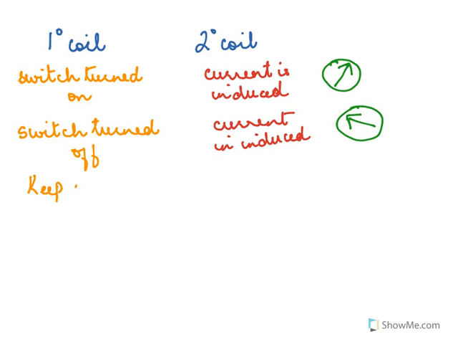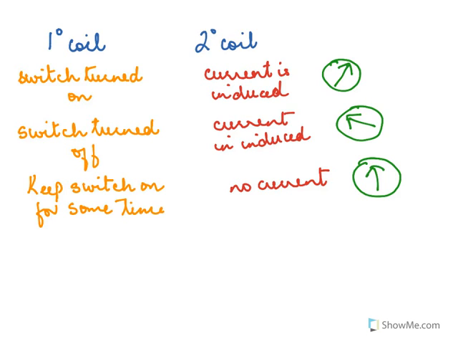If you keep the switch on for some time, no current is induced. Because as long as a current is flowing constantly through the primary coil, the magnetic field is constant and the galvanometer shows zero deflection. So you put the switch on, you get deflection. You keep the current constant, current is now flowing because you have turned it on. Constant current flows, deflection is zero because the magnetic field is now constant. And next, you switch the current off.